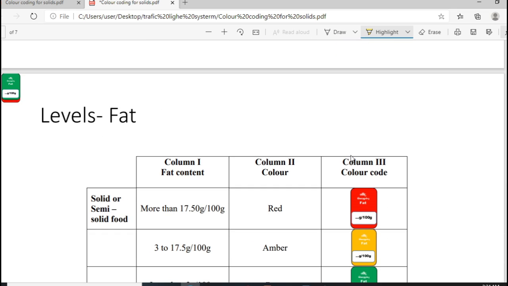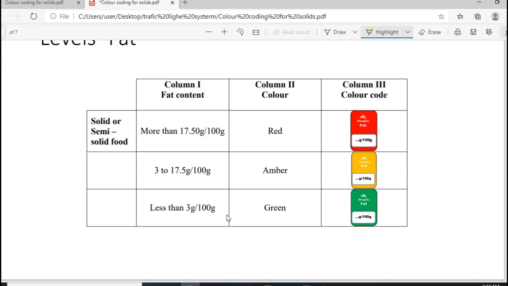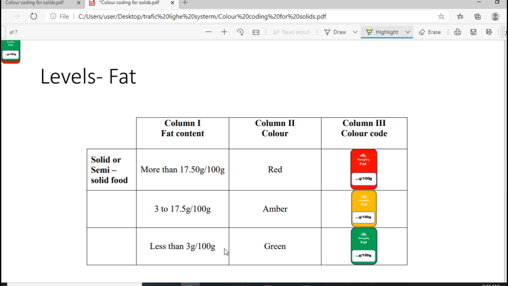Just like that, we can move on to fat. In fat, if our 100 grams of product includes 3 grams or less, we can indicate it with green color. If it contains 3 to 17.5 grams, we can display it in amber color. If the product includes 17.5 grams or more of fat, we can display it in red color.